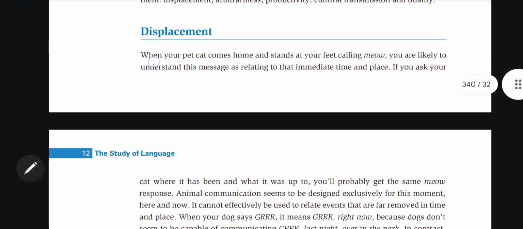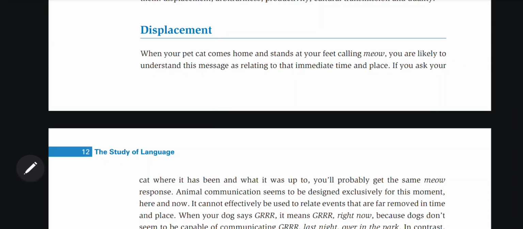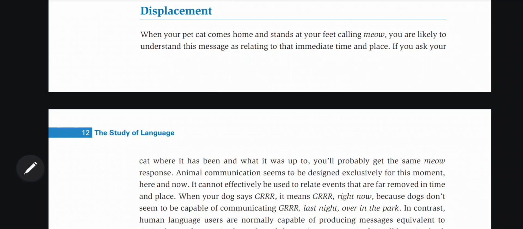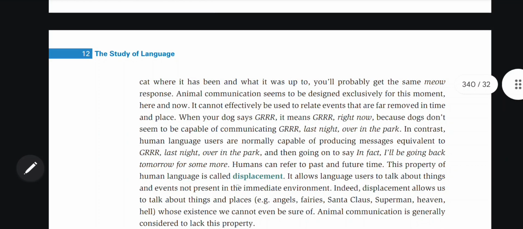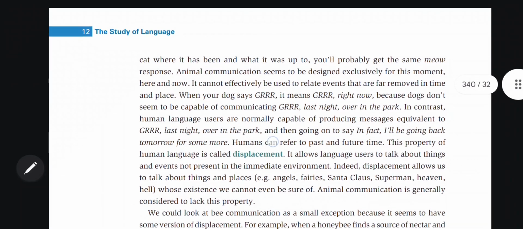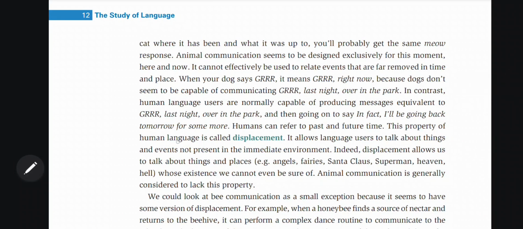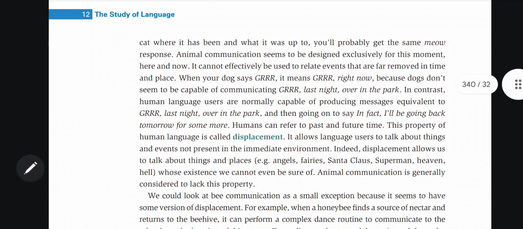Here, when your pet cat comes and stands at your feet calling meow, you are likely to understand this message as relating to the immediate time and place. If you ask your cat where it has been and what it was up to, you'll probably get the same response. But humans can reflect on past and future time. This property of human language is called displacement.